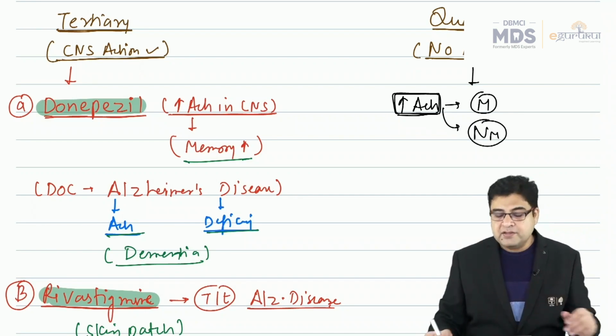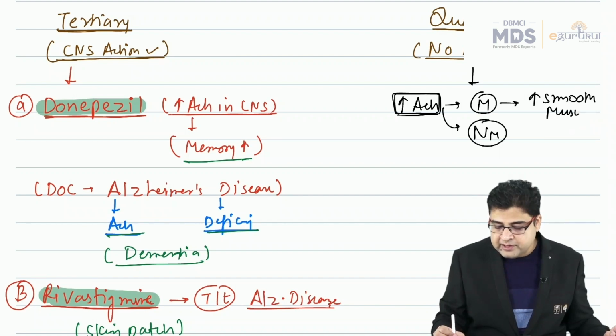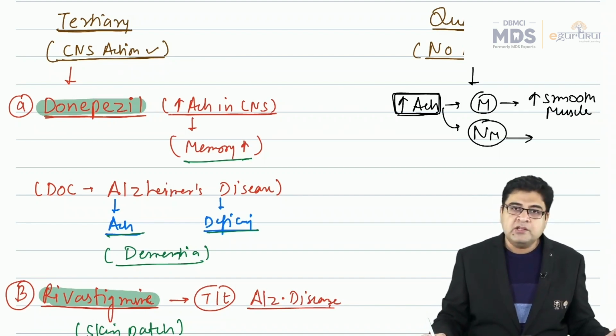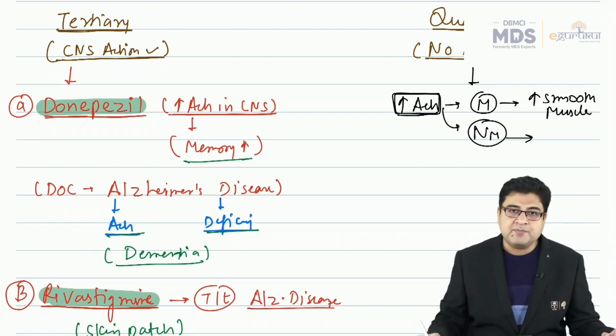Now this acetylcholine will act on the muscarinic receptor and can cause contraction of the smooth muscle. The same acetylcholine, increased by these medicines, will act on the NM receptor. Now guys, if I ask you this question, where do we have the NM receptor?